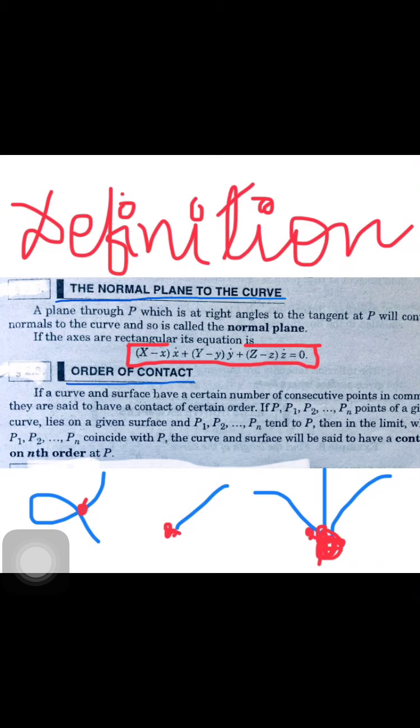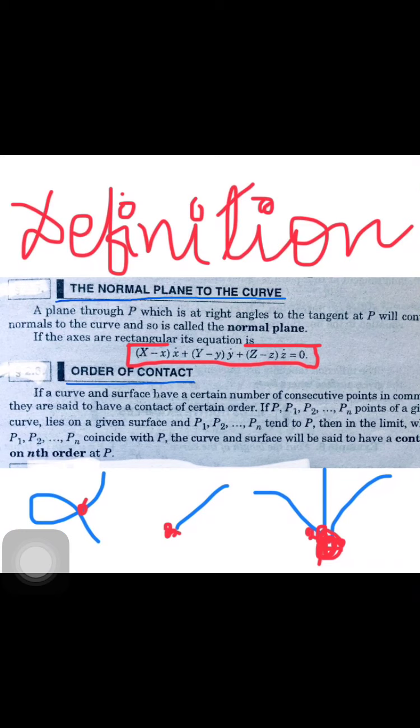Okay, if p0, if p1, p2 and so on up to pn points of a given curve lie on the given surface, meaning the curve and surface have n points in common, p1, p2 up to pn, and they coincide with the point P, or tend to coincide with point P, then in the limit when p1, p2, pn coincide with P, the curve and surface will be said to have contact of nth order at P.